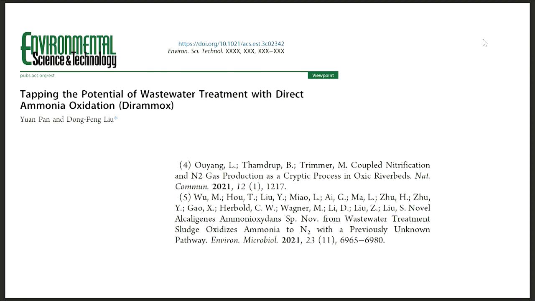And they call this Diramox. So that's direct ammonia oxidation to nitrogen gas. And this is a recent paper. It's really recent, because it doesn't even have page numbers, but in ES&T. And they cite observations by this group, a Danish group, about cryptic gas production in oxic riverbeds.